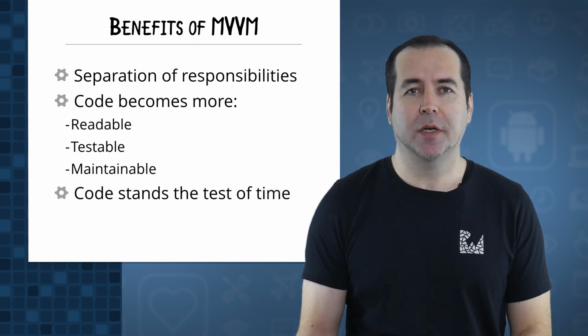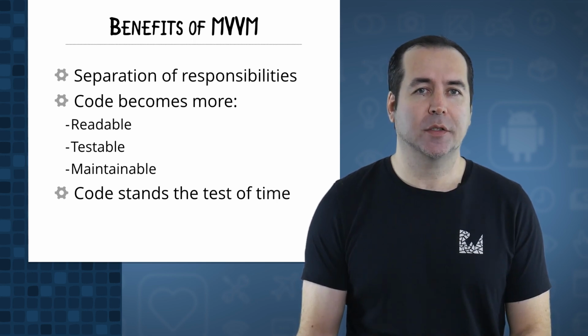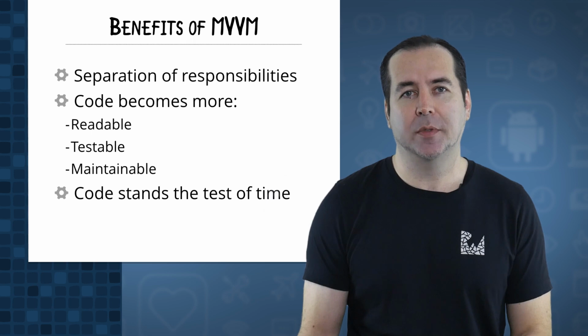By using MVVM, you make your code more readable, testable, and maintainable. These are key aspects of building a code base that stands the test of time and frequent app updates.